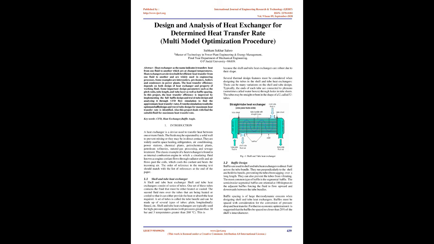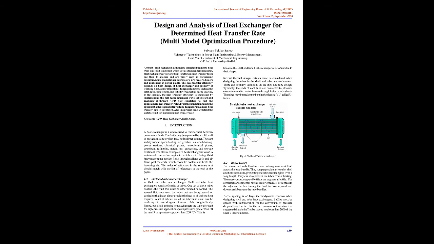Some important design parameters are the pitch ratio, tube length, and tube layer, as well as baffle spacing. In this project, the heat transfer efficiency is improved by implementing the full baffle design and travel tube design, and analyzing it through CFD flow simulation to find the approximate heat transfer rates. From the simulation results, the optimum baffle design and travel tube design for maximum heat transfer rate is identified. Also, this project deals with finding the suitable fluid for maximum heat transfer rate. Keywords: CFD, heat exchanger, baffle angle.